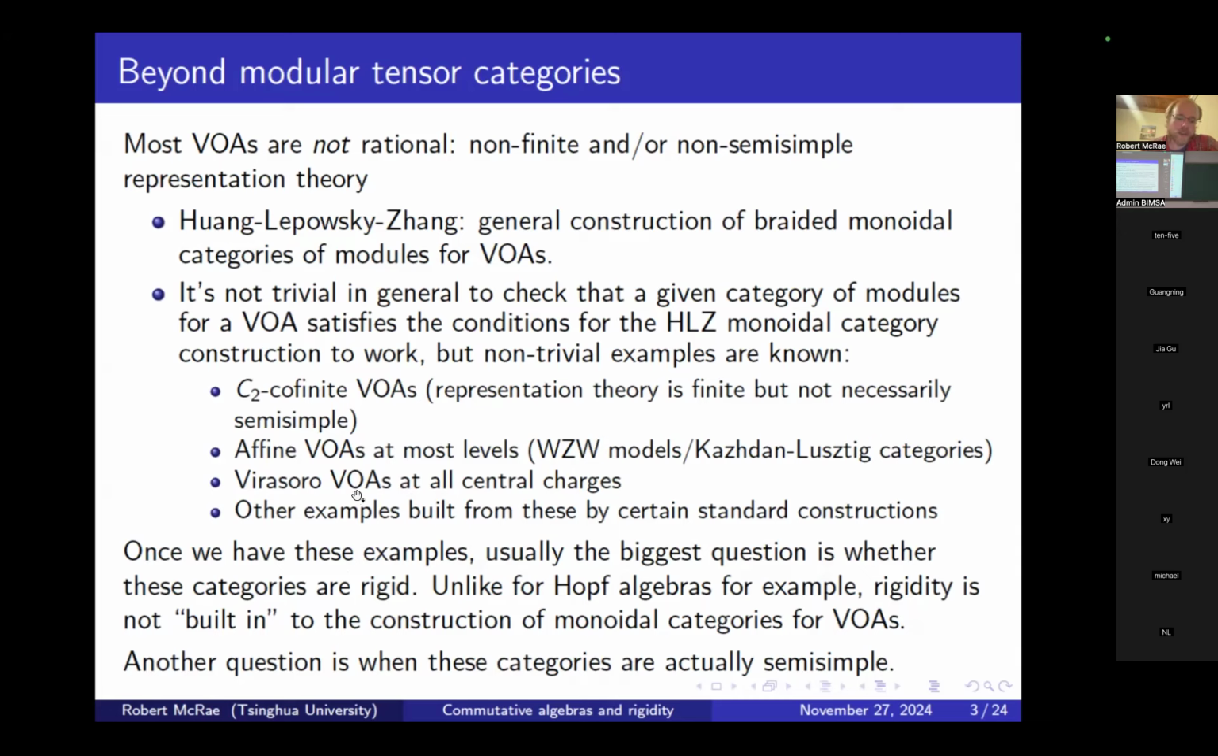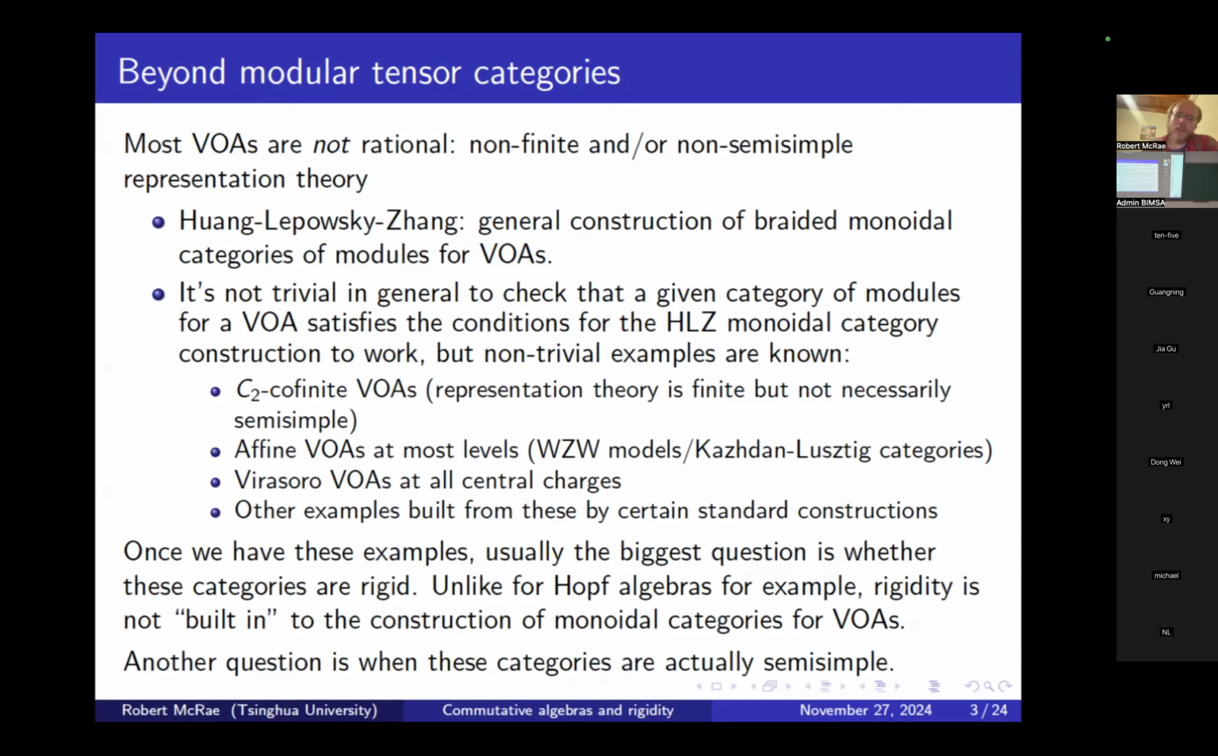There are VOAs coming from the Virasoro algebra. This includes some rational ones, minimal model central charges, but not all of these Virasoro VOAs are rational. There are many other examples you can build, maybe using some standard constructions, like taking particularly nice subalgebras, or taking extension algebras, or tensor products of VOAs. There are various things you can do.